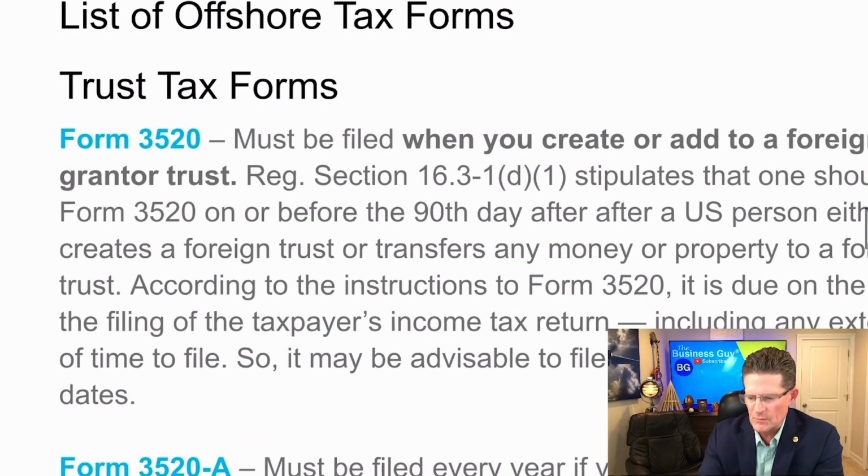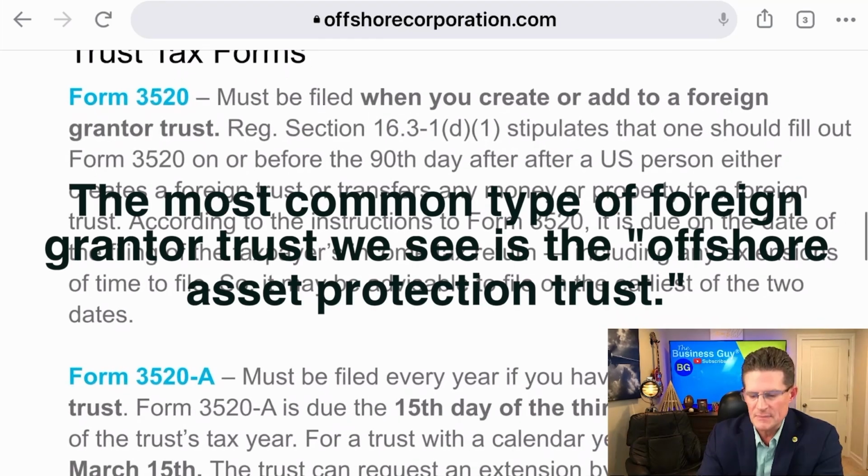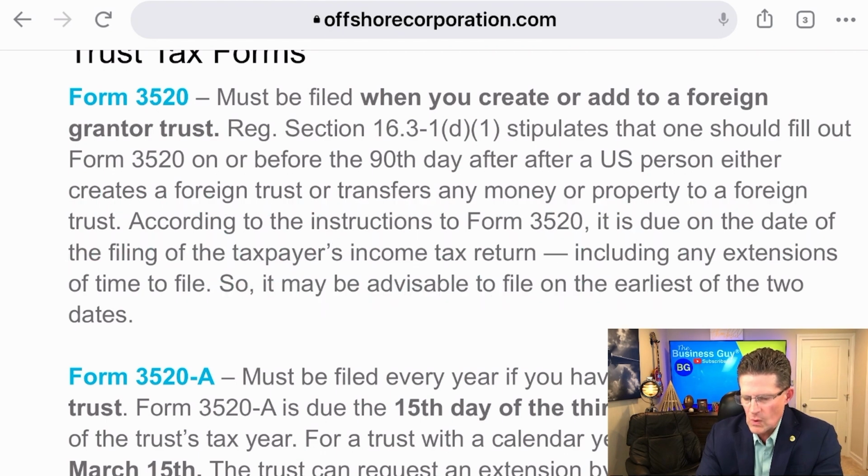The 3520 form must be filed when you create a foreign grantor trust, and Regulation 16.3-1D1 stipulates that you should fill out the form 3520 on or before the 90th day after a U.S. person either creates a foreign trust or transfers any money or property to a foreign trust.